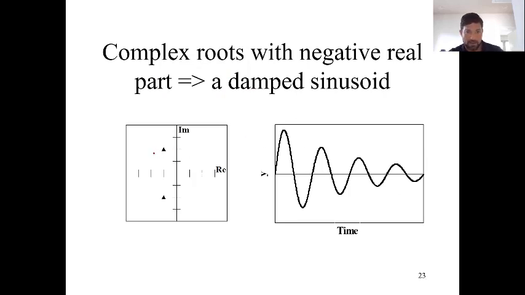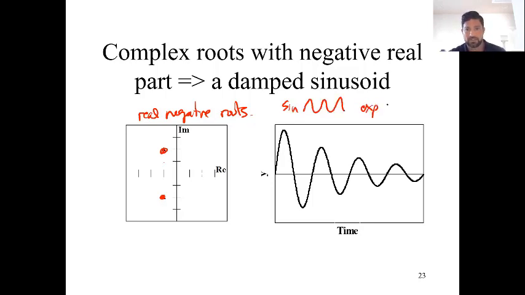Now if we look here, here are the roots. What we can see is that in this case we have real negative roots, which give exponential decay, but we also have oscillation. So this would be like a sine times an exponential decay. A sine function looks like this, an exponential decay looks like this, and if we multiply sine by exponential decay, we get the function shown here. So this is going to be stable, but it's going to have oscillations.